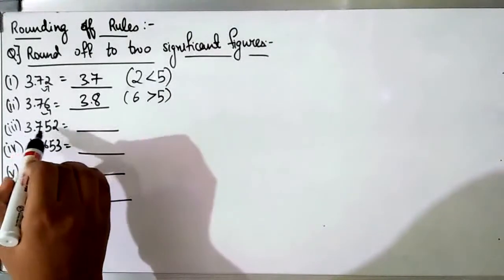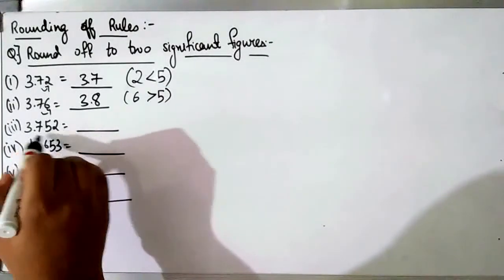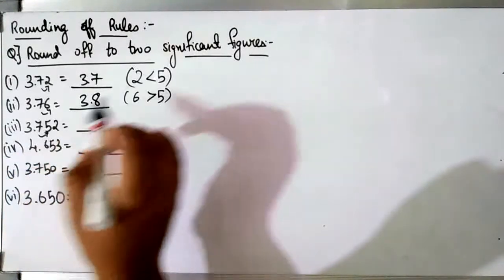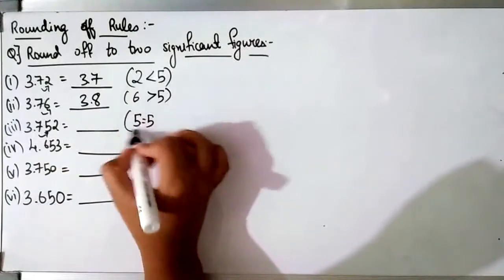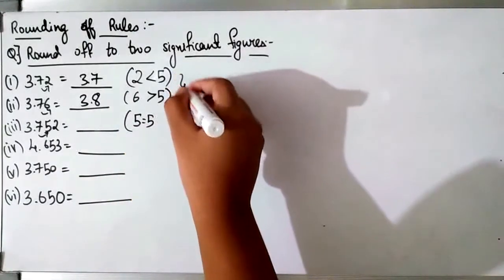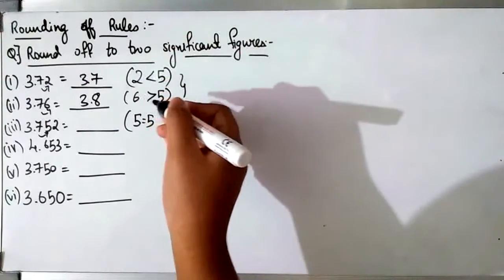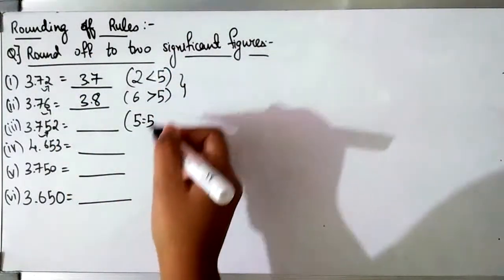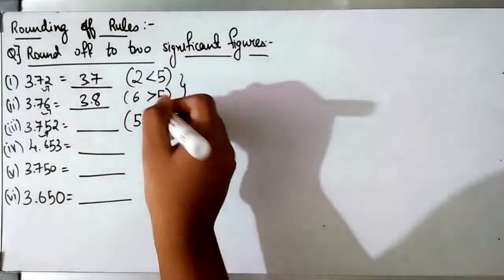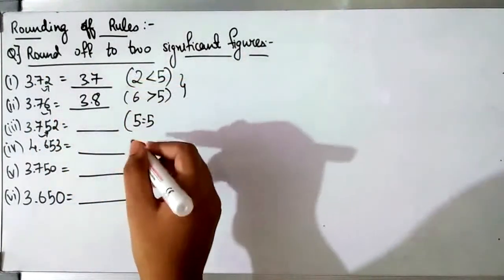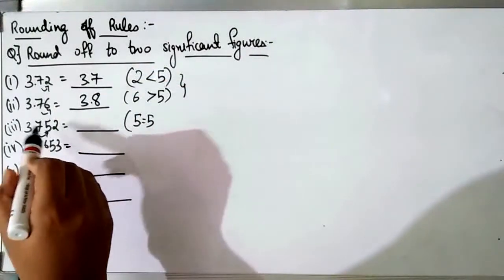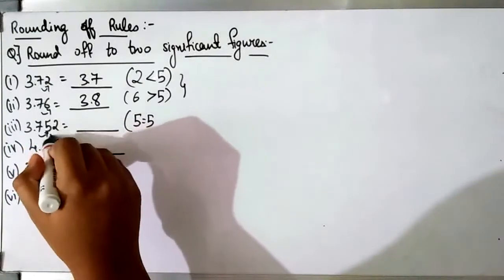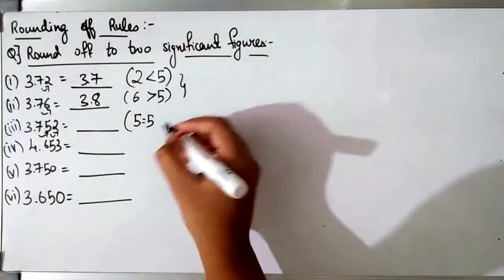Then we have 3.752, so we have 3 numbers after the decimal. If you check, after 7 you have a 5 over here. In the previous examples we saw that either we had a number less than 5, or a number greater than 5, and accordingly we rounded off the numbers. If it is less than 5, we let it remain. If it is greater than 5, we change it to the next number. But here we have the number 5 itself, and 5 is equal to 5. So now we need to check the next number. The next number is 2.